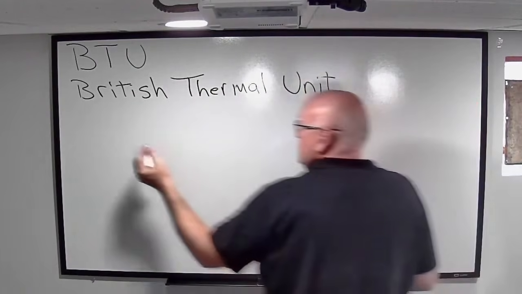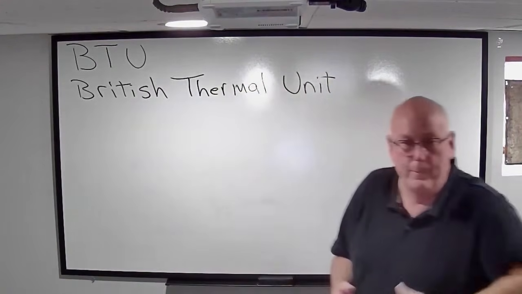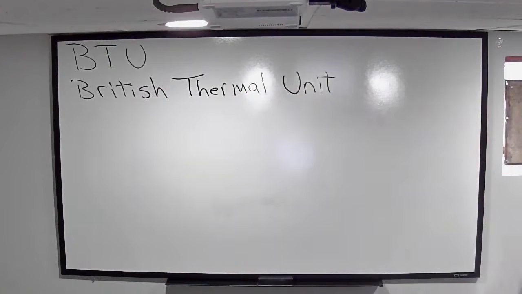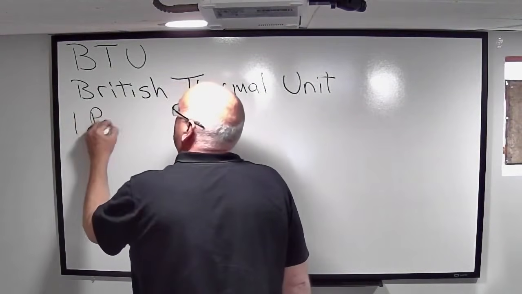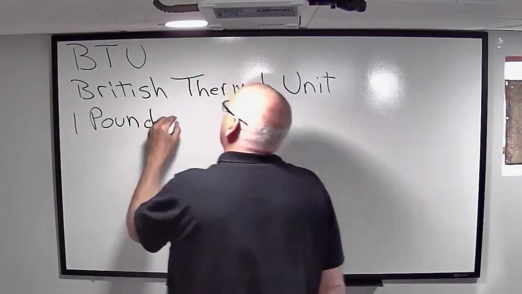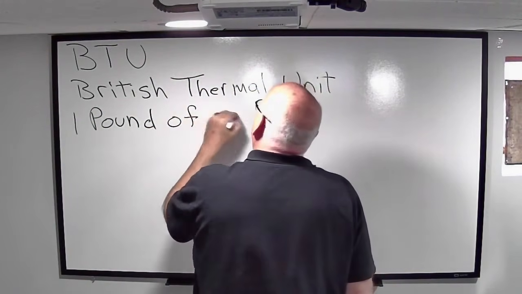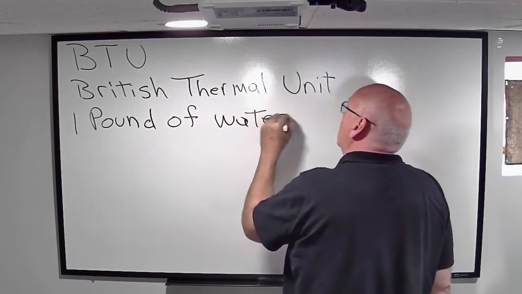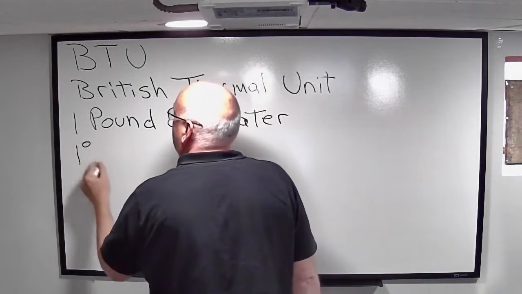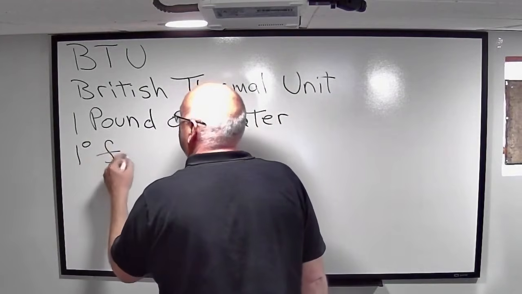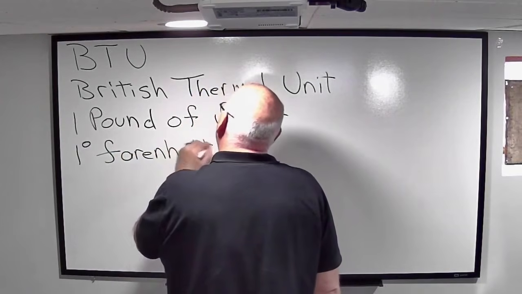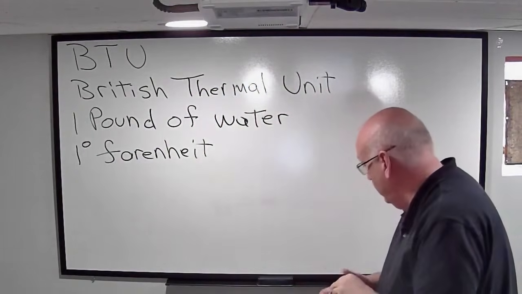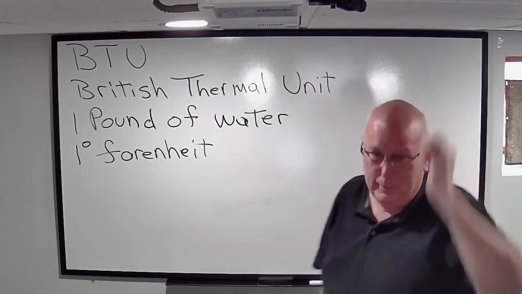And the British Thermal Unit is the amount of energy, whether it be coal, gas, water, whatever it is, that's required to raise 1 pound of water 1 degree Fahrenheit. And I know I'm going to spell Fahrenheit wrong. Well, maybe not. 1 degree Fahrenheit.